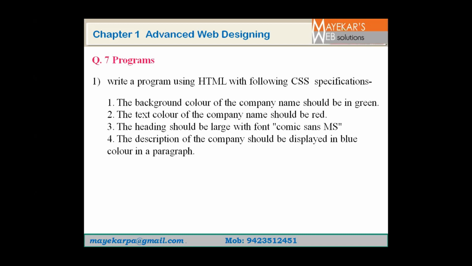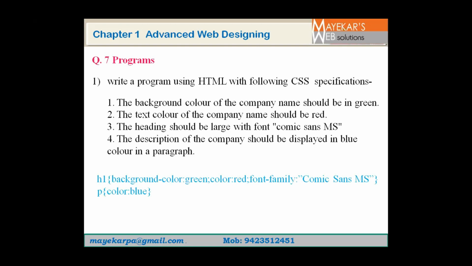And the fourth specification is that the description of the company should be displayed in blue color in a paragraph. It means we have to apply blue color to the paragraph which we use on a web page. For the first three specifications, that is, applying background color as green, text color as red, the font in heading style, and the font family as Comic Sans MS, this is configured by one style.